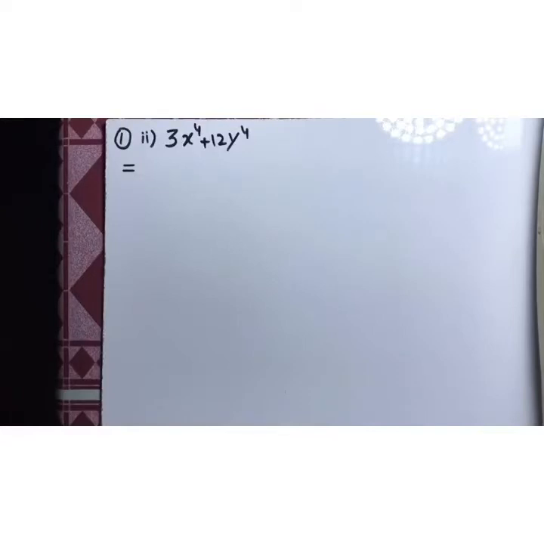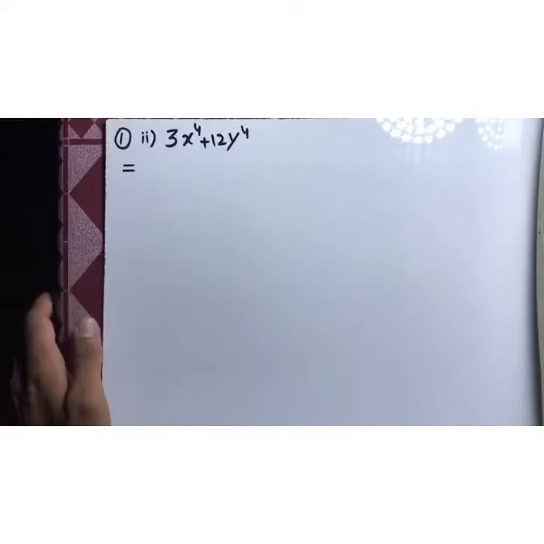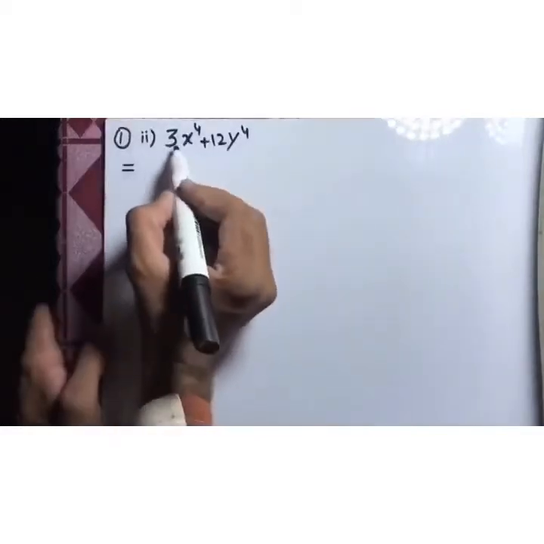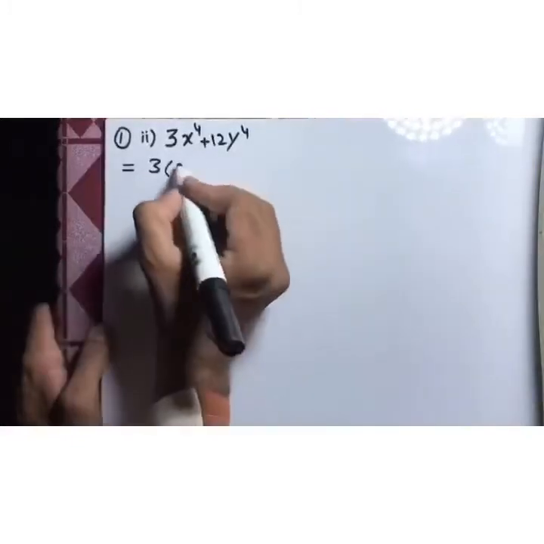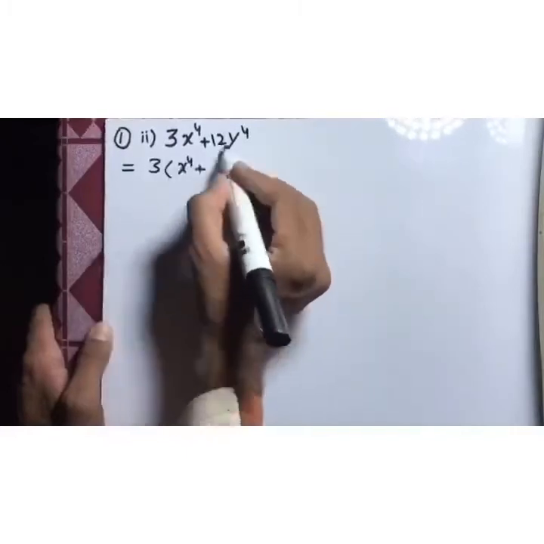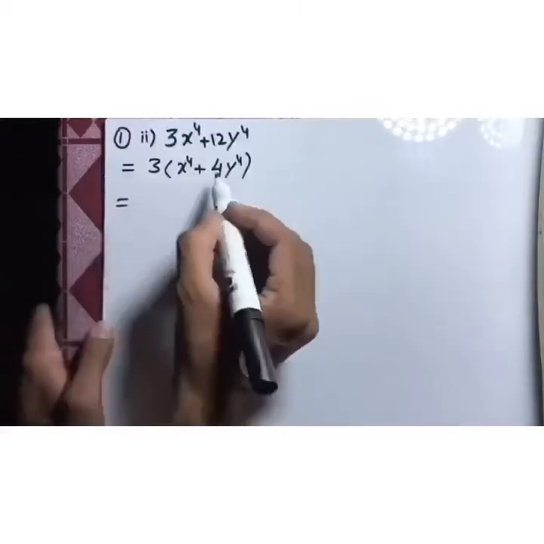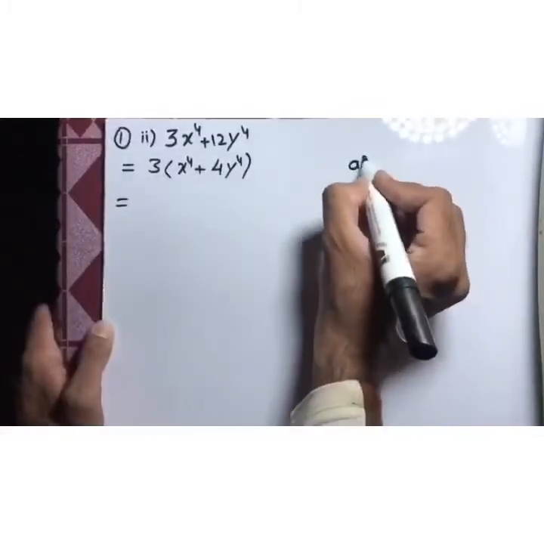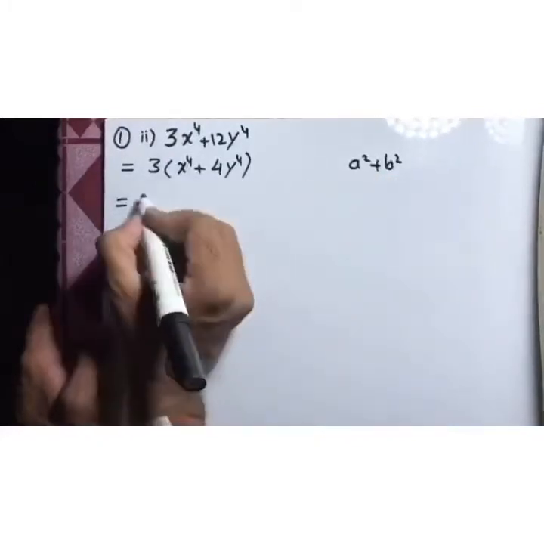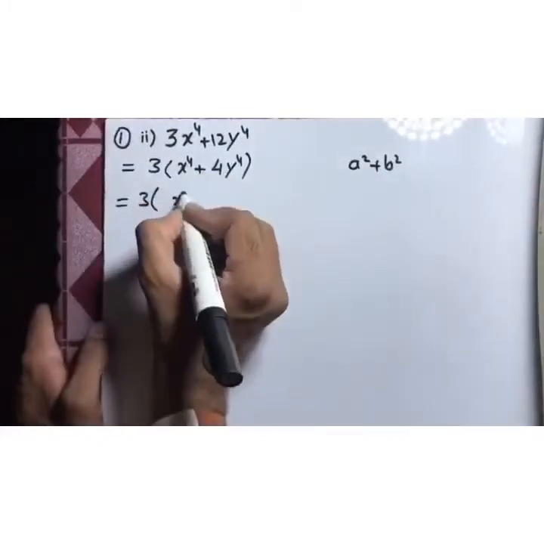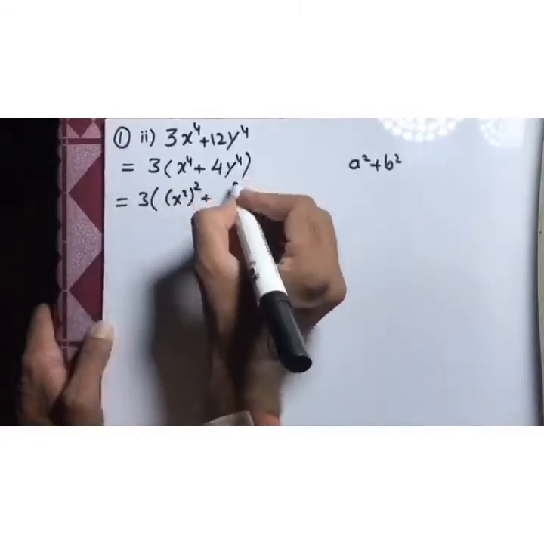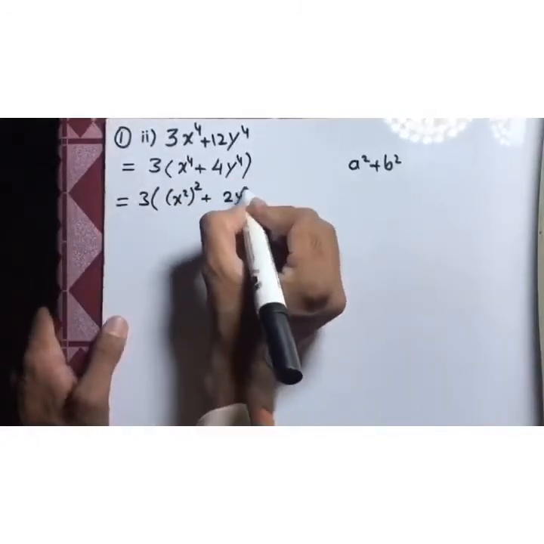I hope you understand the pattern on which we are solving the questions. If you have any confusion, you can see the first video of part number 1. In this question, first of all, you can see we take 3 common in both terms, so we take 3 common and we get x to the power 4 plus 4 for the 12 y to the power 4. Now first of all we write it in the form of a square plus b square. So we can write x square whole square plus this can be written as 2y square whole square.